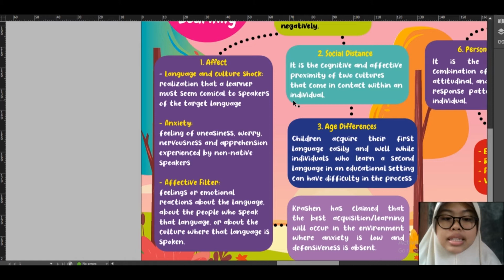Okay, and then the second is anxiety. Anxiety is such a feeling of uneasiness, worry, nervousness, and apprehension experienced by non-native speakers. The last is about affective filters. Affective filters refer to psychological factors such as feelings or emotional reactions about the language, about the people who speak that language, or about the culture where the language is spoken.